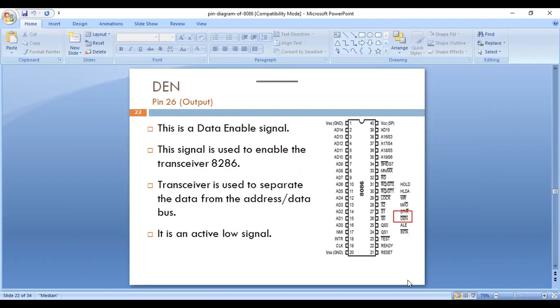Next, DEN, it is active low. It stands for data enable signal. It is used to separate the data and the address. So the transceiver is used to separate the data and address.